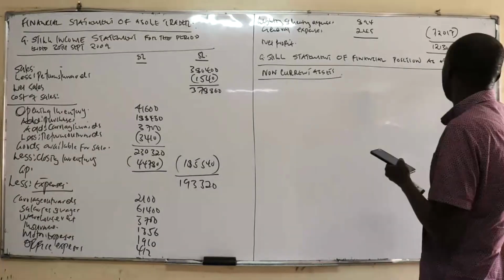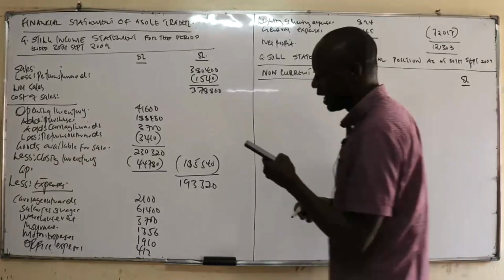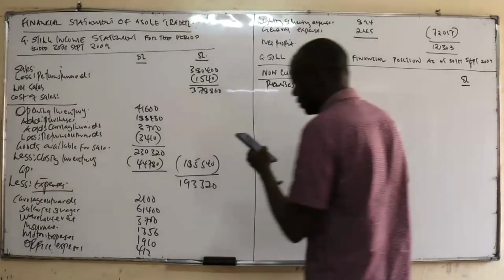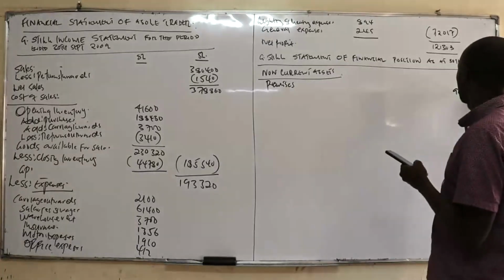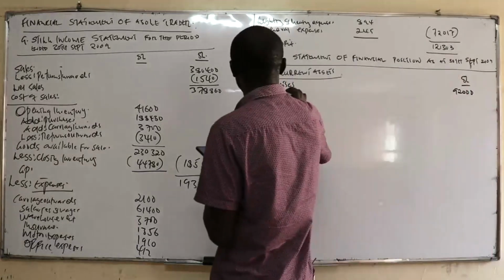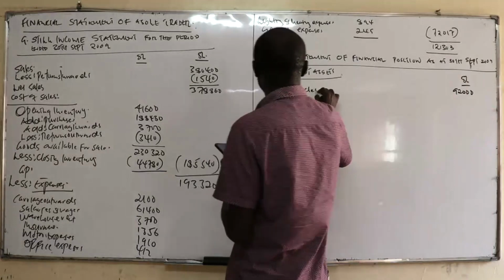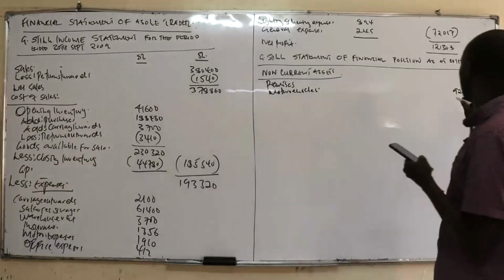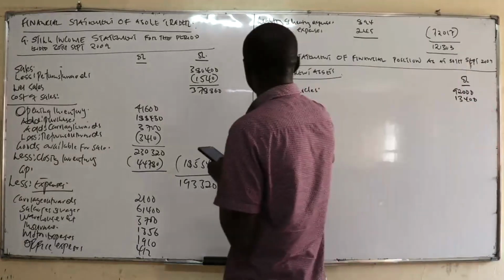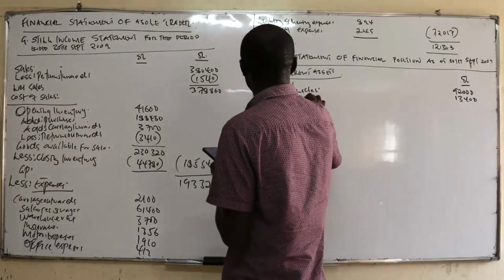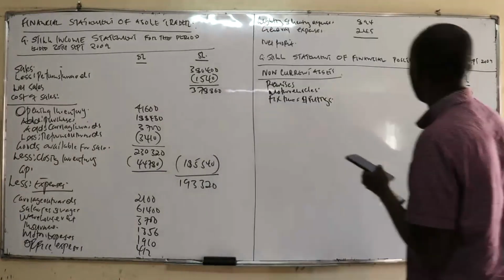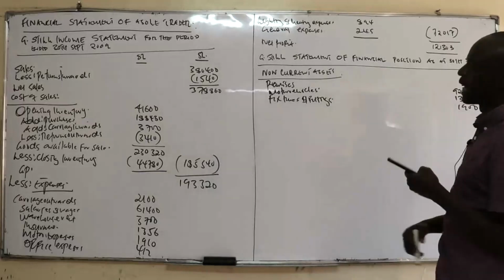So you come here and you list them first if they are there. Here we have the premises. Premises is the same as building. So you write premises, and the value is 92,000. And then we also have motor vehicles in this question, which is 13,400. We have fixtures and fittings, which is 1,900. So those are the only non-current assets we have in this question.